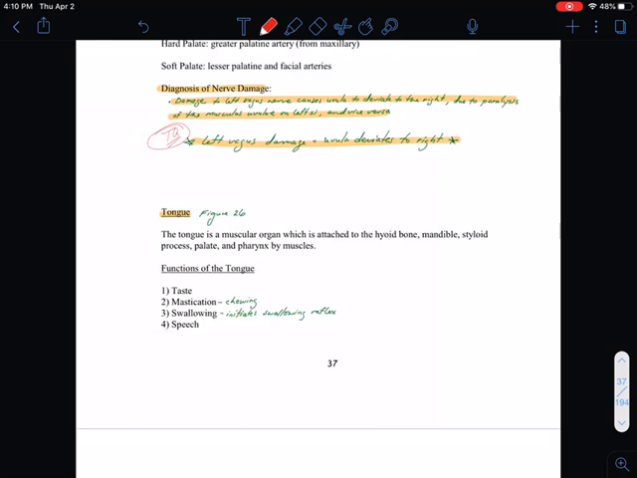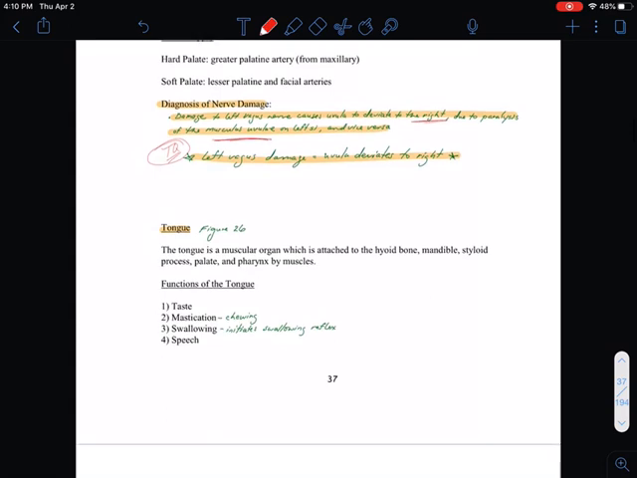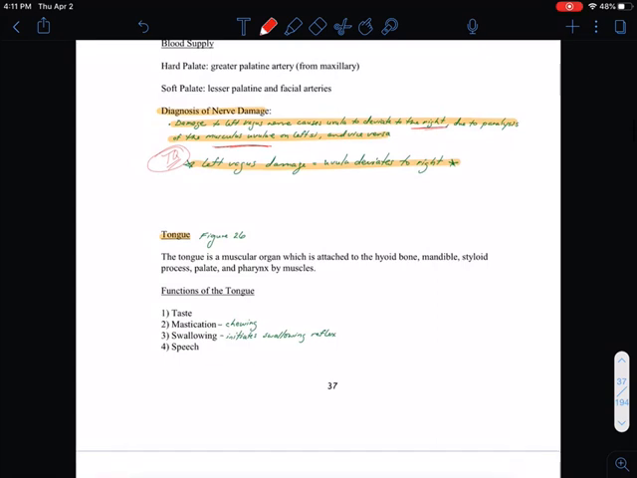So damage to the left vagus nerve will cause the uvula to deviate to the right due to paralysis of the musculus uvulae on the left. So all you got to do is understand if one side of the vagus nerve is damaged, the uvula will deviate to the opposite side. So for instance, our left vagus nerve is damaged, which will create a deviation of the uvula to the right. So it's just opposites. Left vagus, uvula, pretend that's your uvula hanging off your soft palate, is going to deviate to the right.